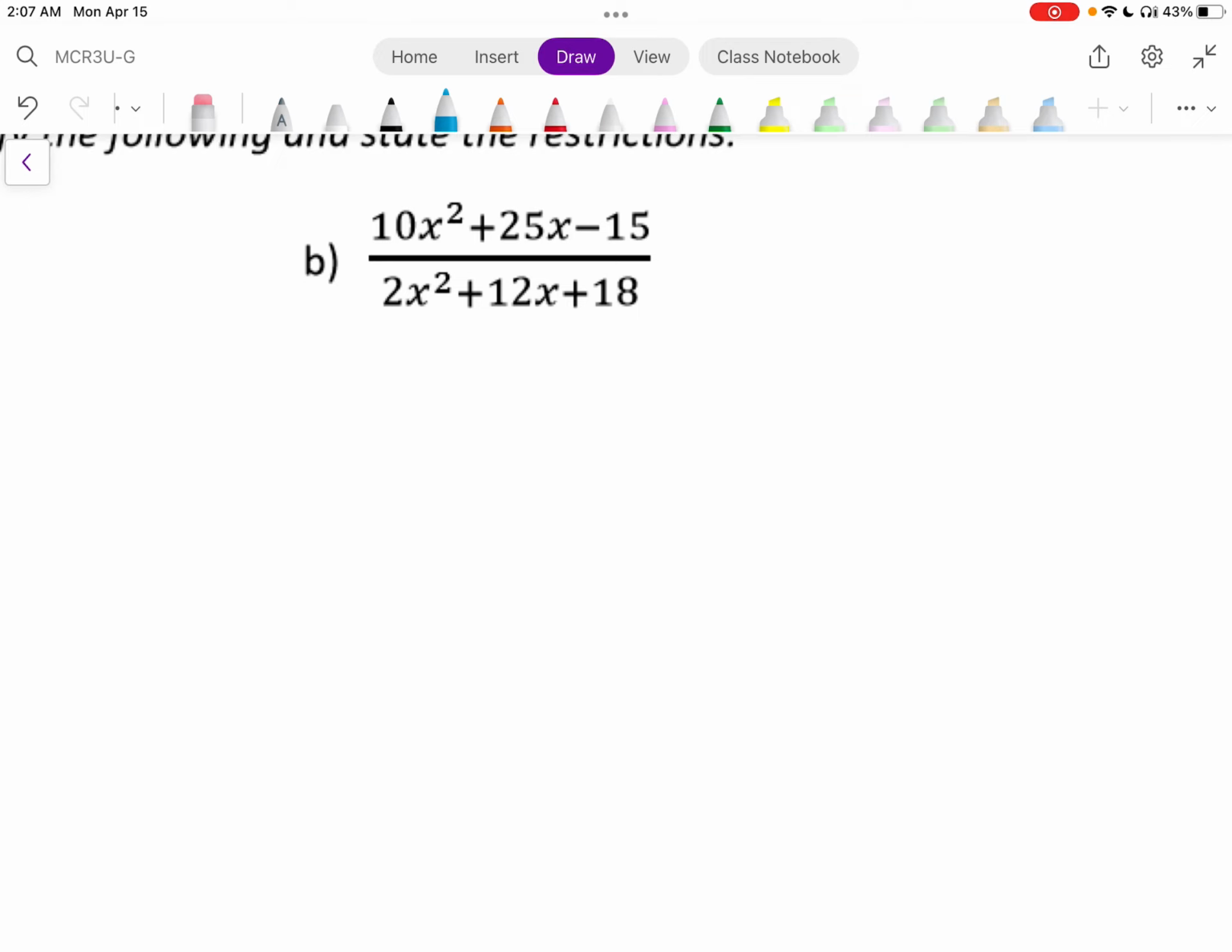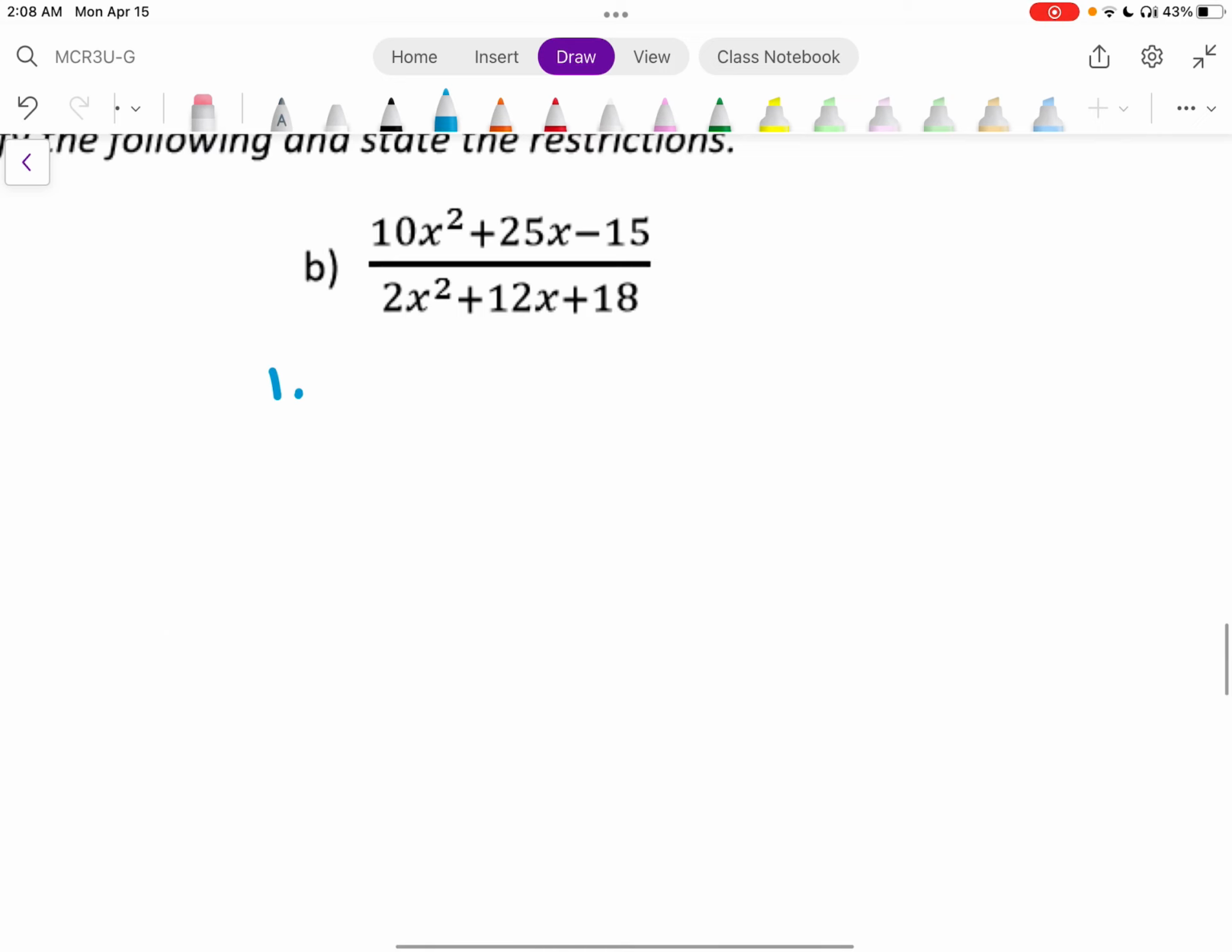So let's do this one together. I'm going to use the X method to do this one with you. Actually, no, I'll do this by decomposition. So we have 10x squared plus 25x minus 15. I always like to start by factoring off the top, right? It's just easier that way for me. So I go numerator, denominator, and then because my denominator is done, I just do the restrictions right away. Then I put them back where they need to be and cross things out. So let's do the numerator.